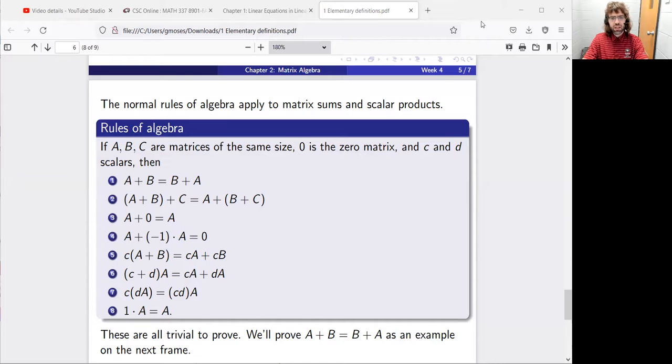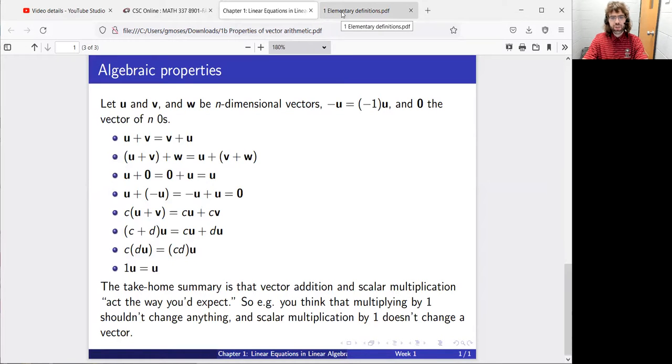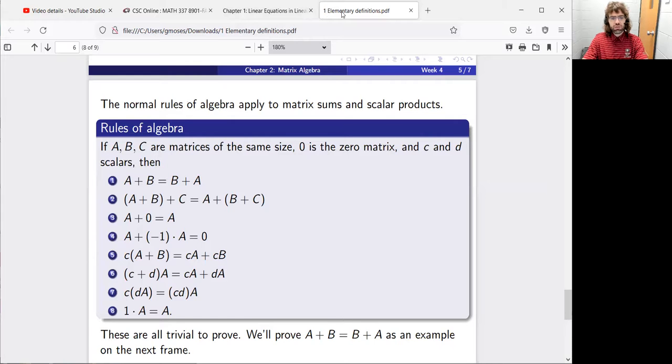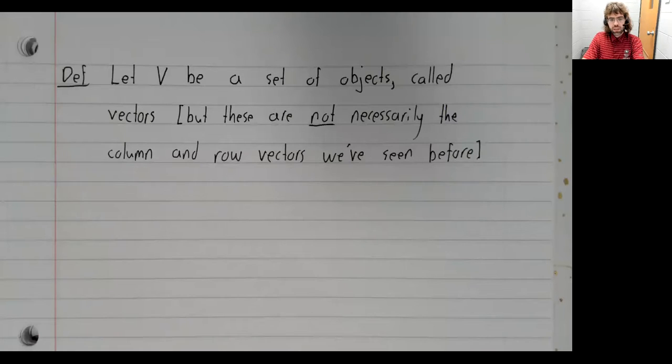Let's take this list of things that vectors and matrices have in common and turn it into a definition. Let V be a set of objects. We're going to call these objects vectors, but they are not necessarily the column vectors or the row vectors that we've seen before. They might be very different objects: numbers, functions, matrices.